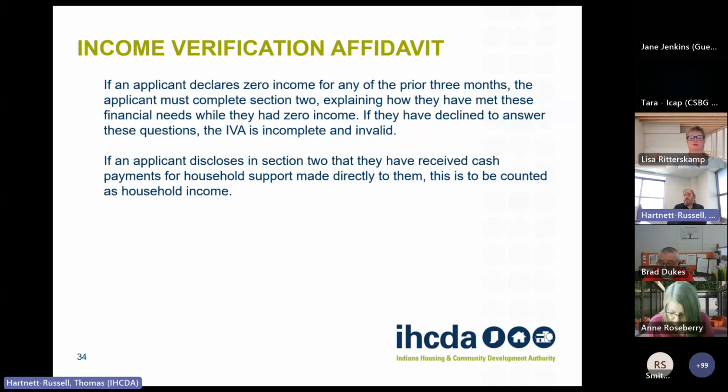If an applicant declares zero income for any of these prior 3 months, the applicant must complete Section 2 of the IVA, explaining how they have met these financial needs while they had zero income. If they have declined to answer these questions, the IVA is incomplete and invalid. If an applicant discloses in Section 2 that they have received cash payments for household support made directly to them, this is to be counted as household income.